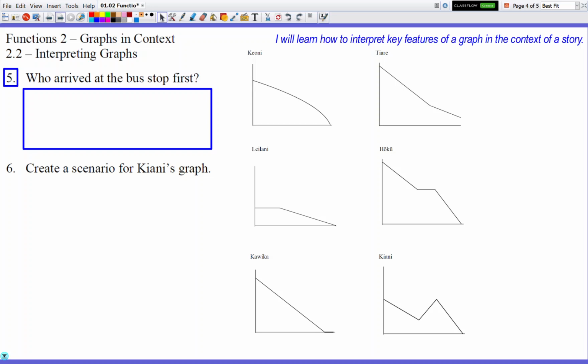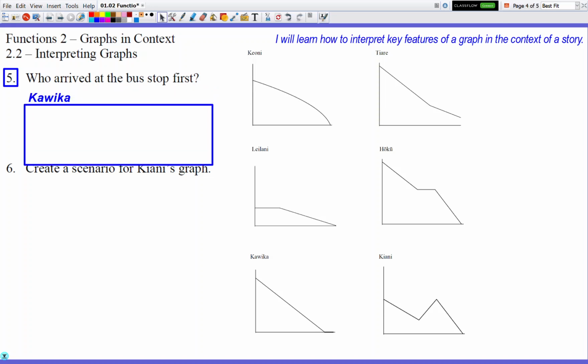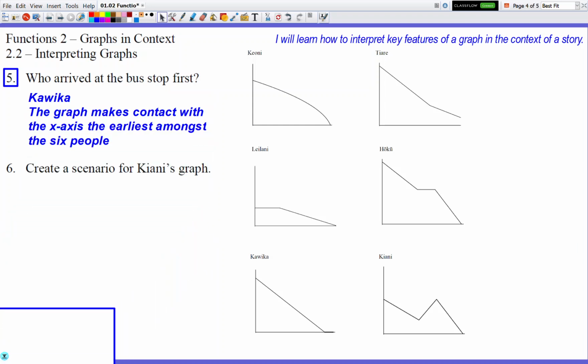Kavika looks like the only one that touches the x-axis earlier, and the graph becomes flat at that point because Kavika has to wait until the bus leaves, and there's nothing wrong with that. First in line, you hopefully get to sit down. So I think Kavika would be the one to guess. Let's uncover this box and see if I'm correct. Yep, it is Kavika, and it's for the same reason I stated: the graph makes contact with the x-axis the earliest among the 6 people. And I think that's the last problem.